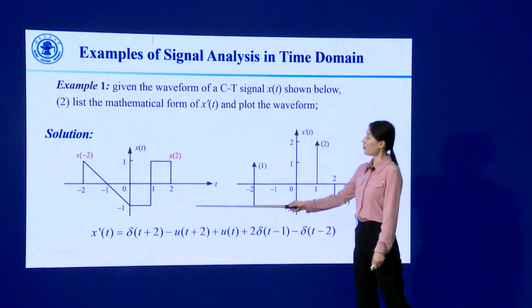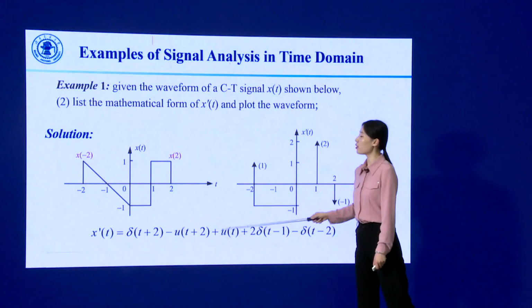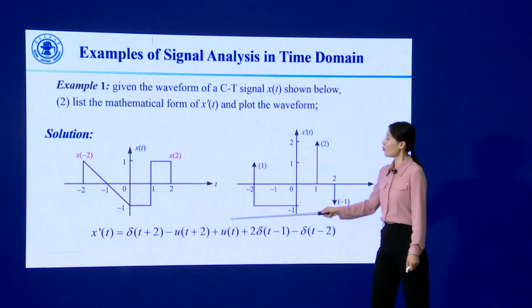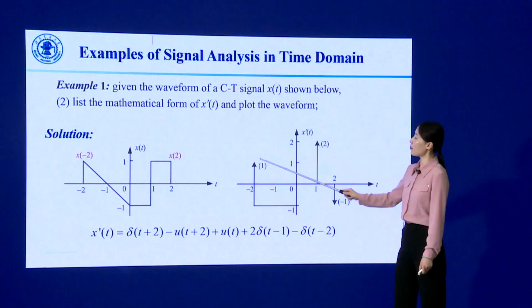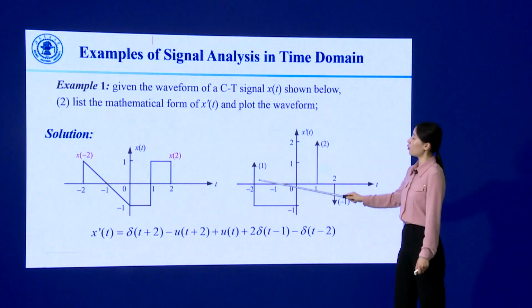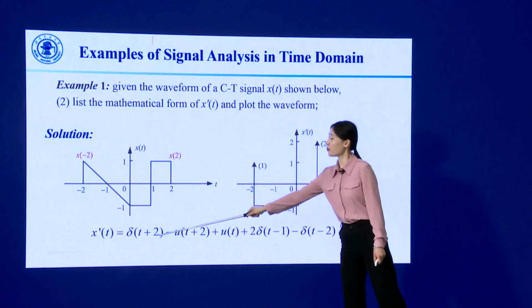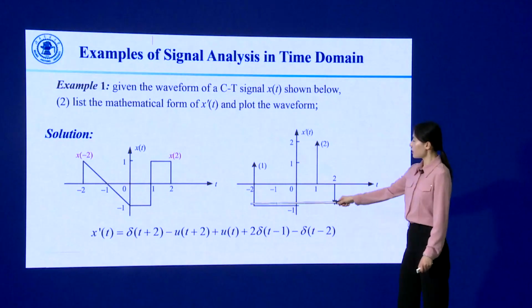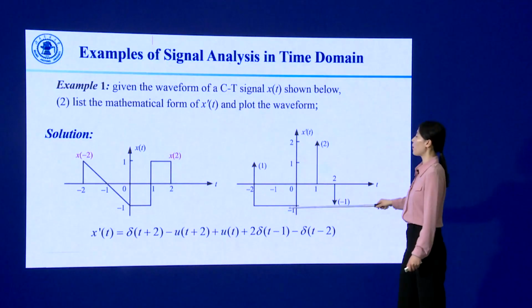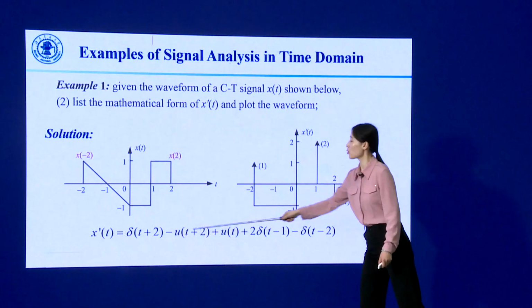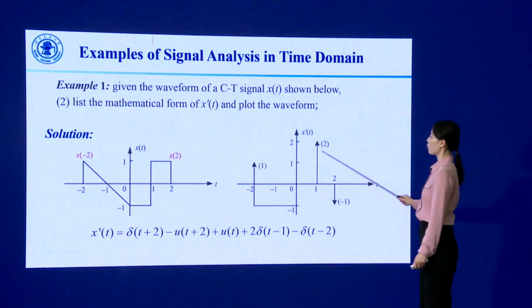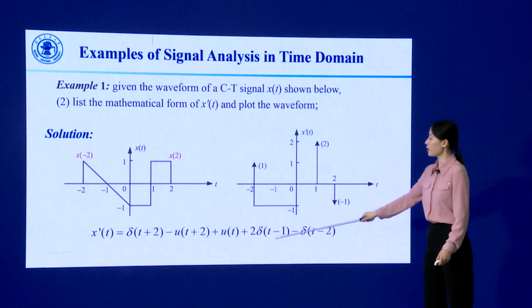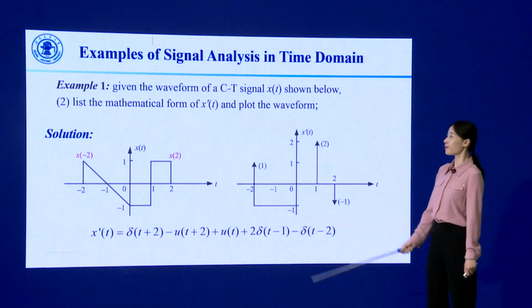Here is a mathematical form of the first derivative. We can get this form from the waveform. For example, this signal is delta of t plus 2, and this signal can be represented using these 2 parts. And similarly, these 2 signals are represented using this formula.